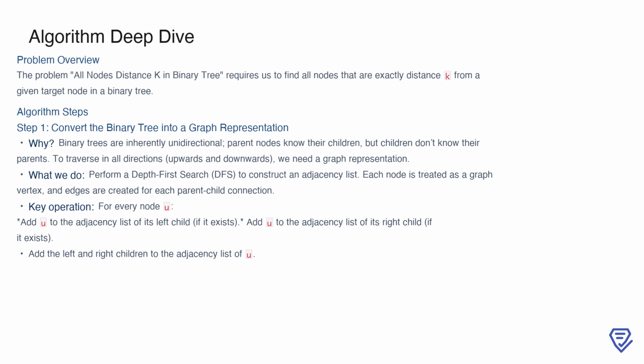To address this, the first step in the algorithm involves converting the binary tree into a graph representation. Here, we treat each node as a vertex and create bidirectional edges between parents and their children. This allows us to move both upwards to parent nodes and downwards to child nodes. Using a depth-first search, we build an adjacency list. For every node U, we add U to the adjacency list of its left and right children, if they exist, and vice versa. This adjacency list will serve as the foundation for the next steps of the algorithm.